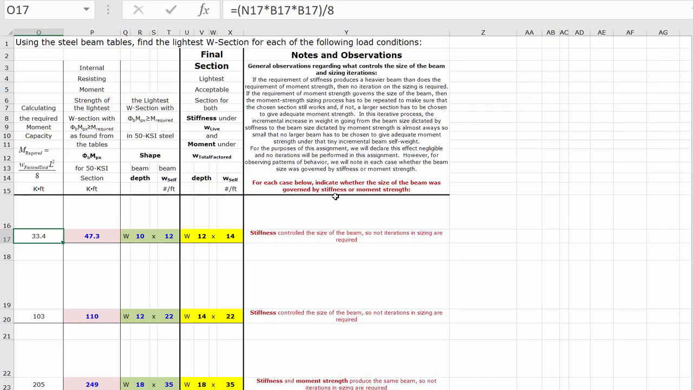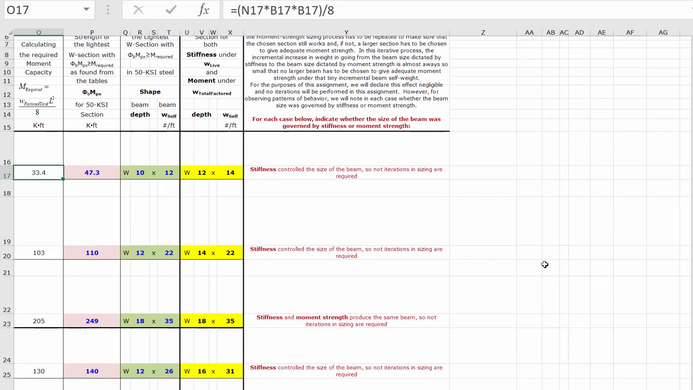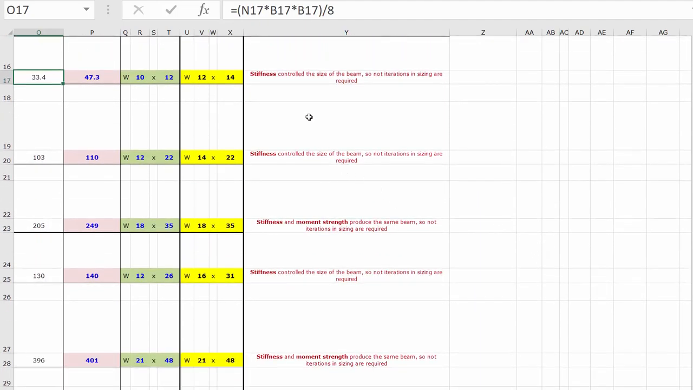So I've written here in each of the cases below whether the size of the beam was governed by stiffness or moment. So for the six beams involved, stiffness controlled 1, 2, 3. Stiffness and moment strength produced the same design in two cases, and in this one case, moment strength governed. And there's a pattern here, by the way, which I can verbalize in the following way.